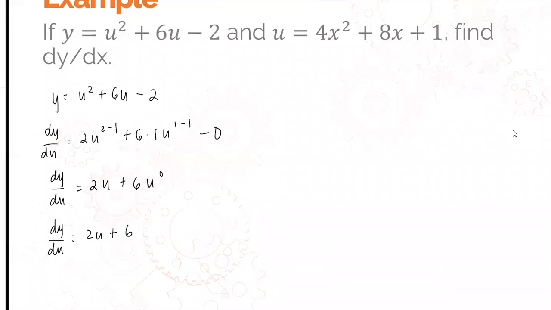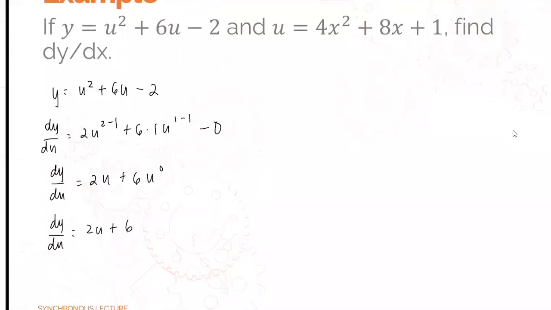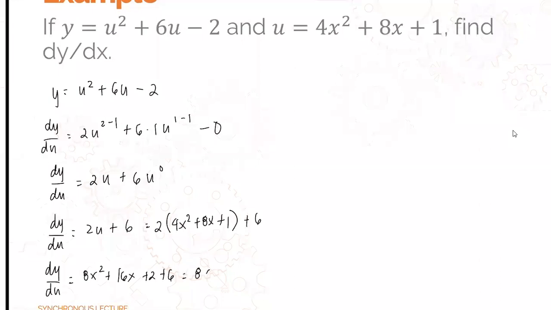And then, pwede nating gawin para hindi na natin balikan mamaya. Substitute na natin yung u dito sa equation na to. So we have 2 times 4x squared plus 8x plus 1, plus 6. So ang dy over du natin is equals to 8x squared plus 16x plus 2 plus 6 or 8x squared plus 16x plus 8. Okay? So, meron na tayo nung dy over du. Next is yung du over dx natin.